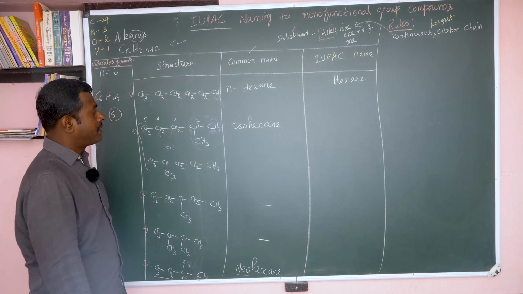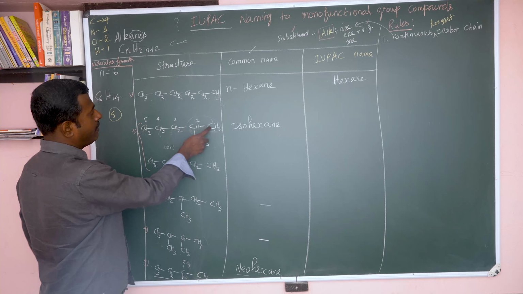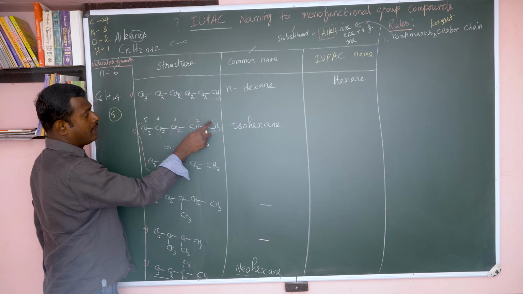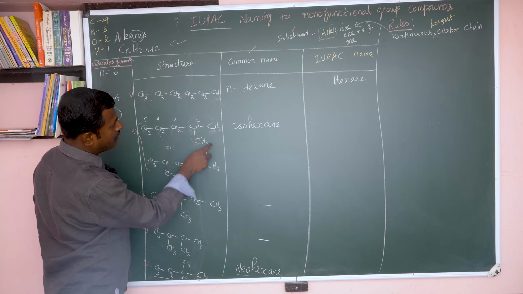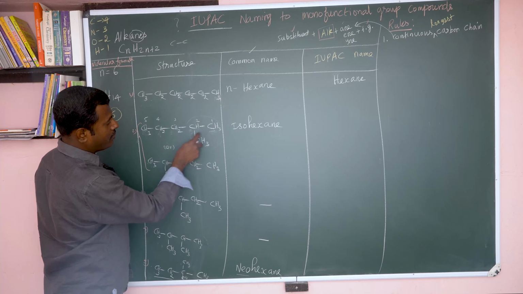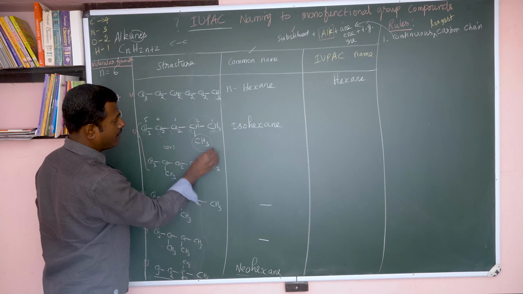The next is, if you give numbers starting from the right side. Now here this group is called a substituent group. So this CH3 is now called as what?